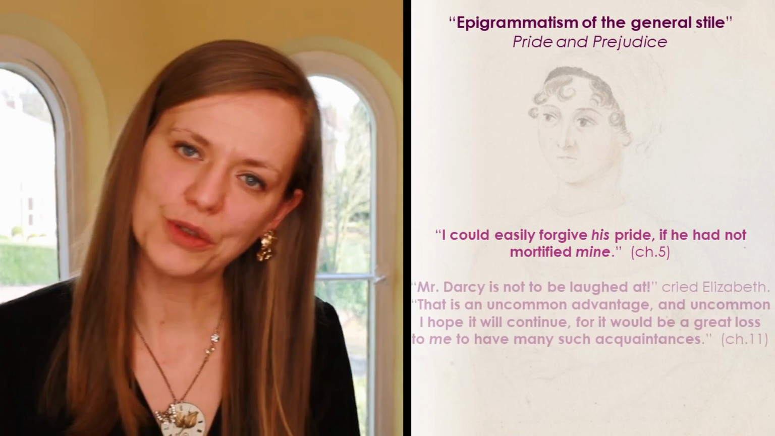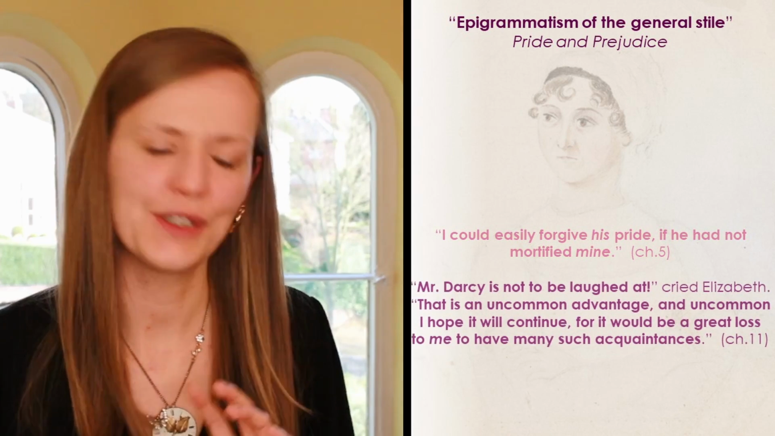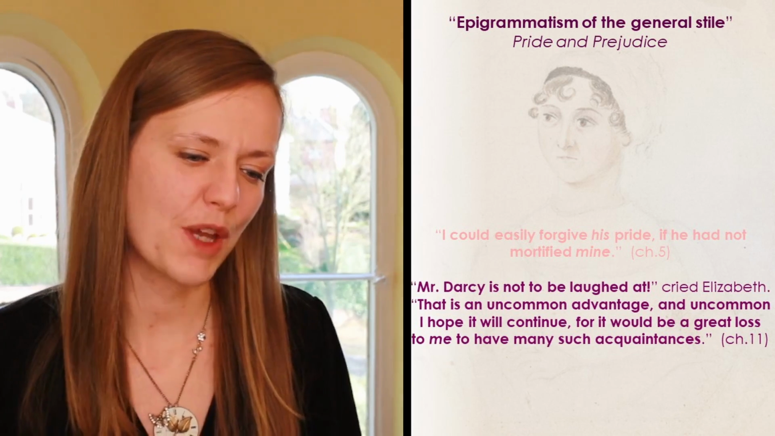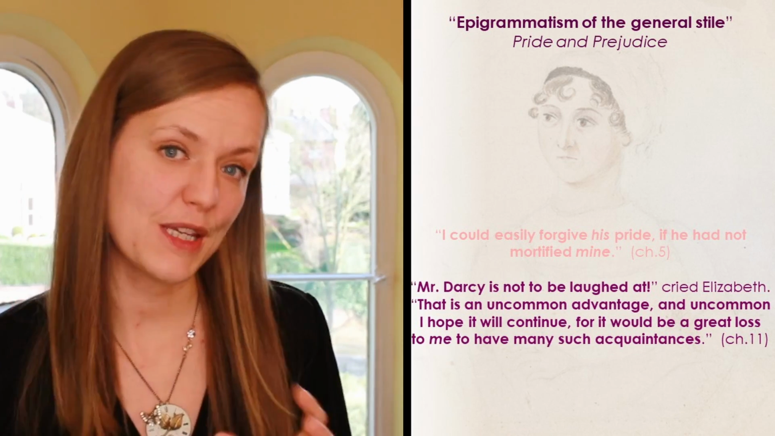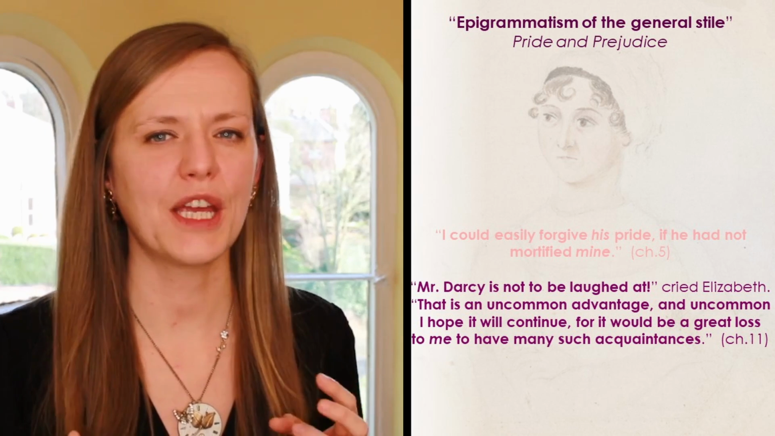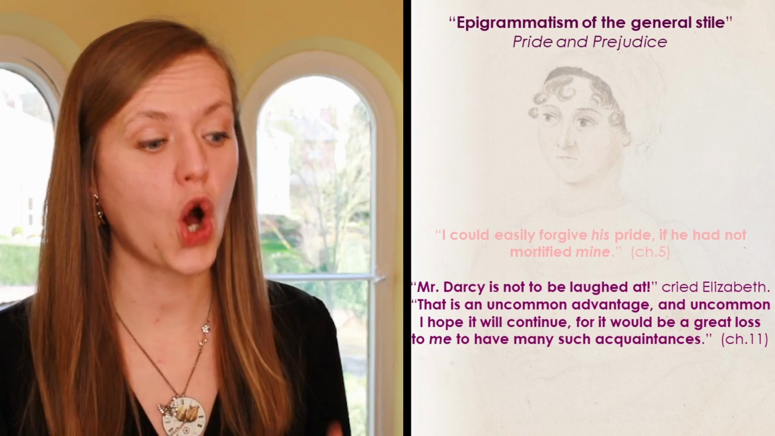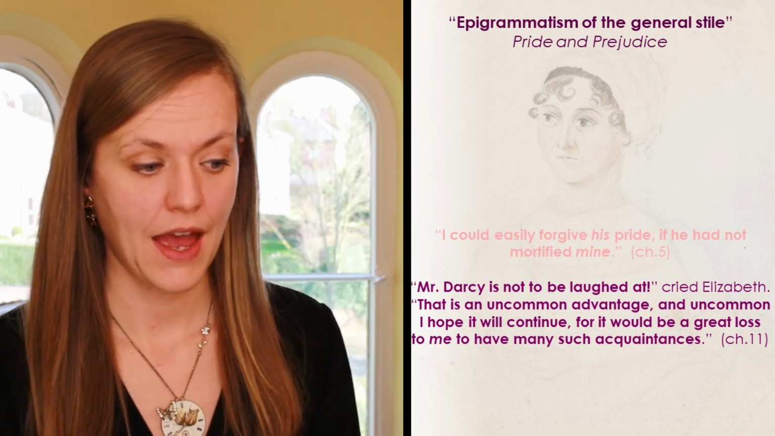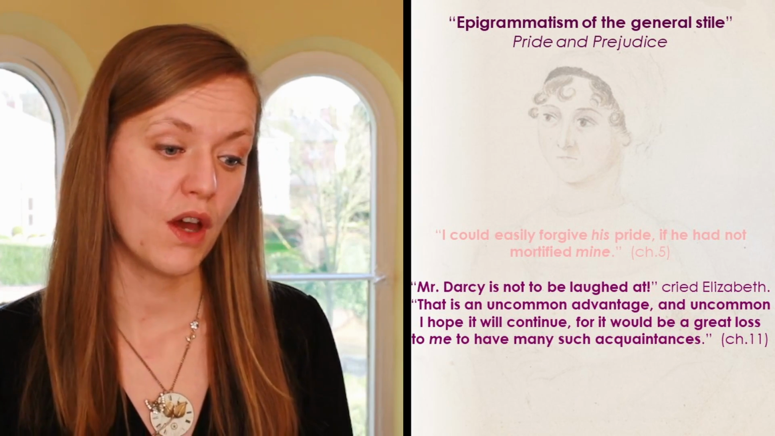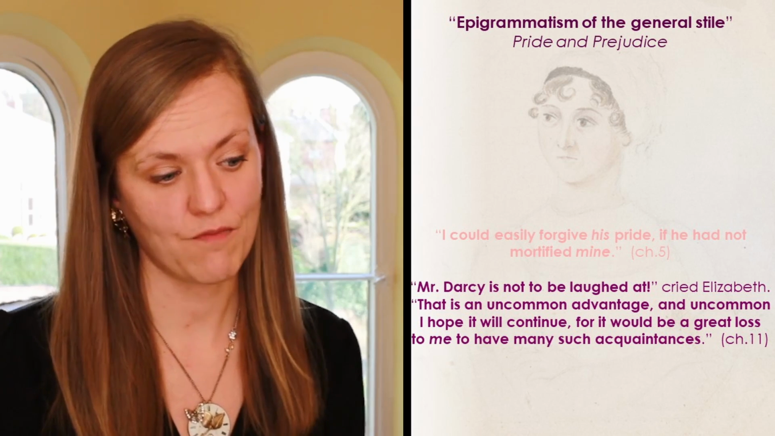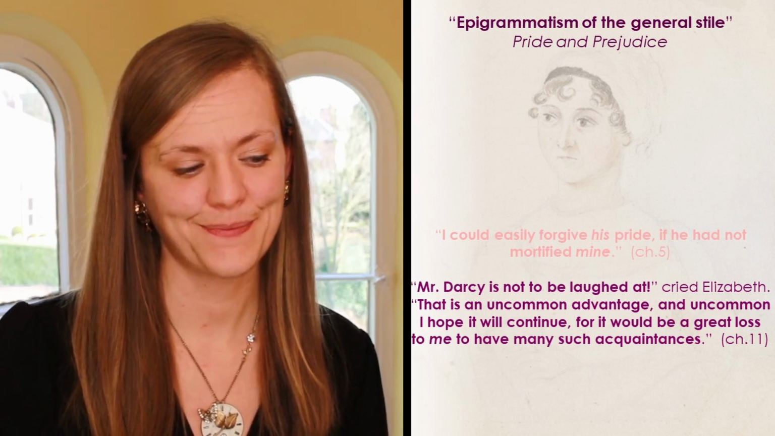Another example of Jane Austen's playful epigrammatic prose comes a few chapters later. "Mr. Darcy is not to be laughed at," cried Elizabeth. "That is an uncommon advantage. And uncommon I hope it will continue, for it would be a great loss to me to have many such acquaintances."